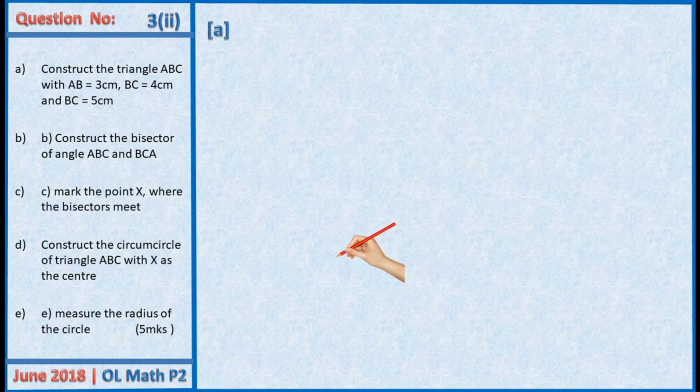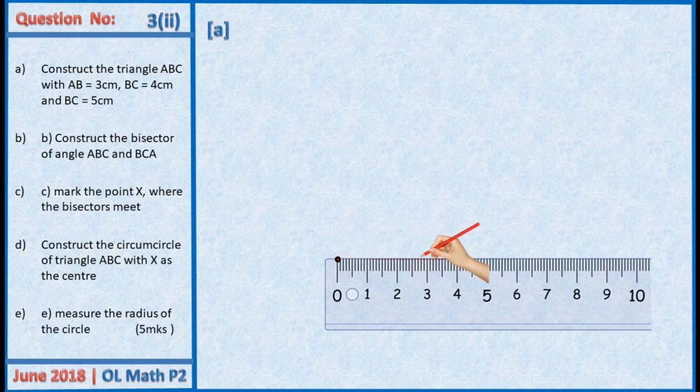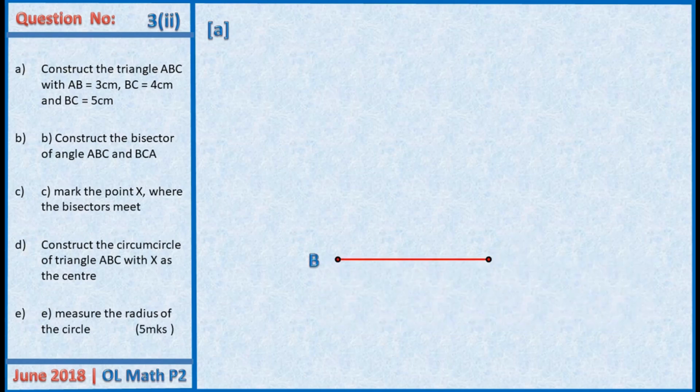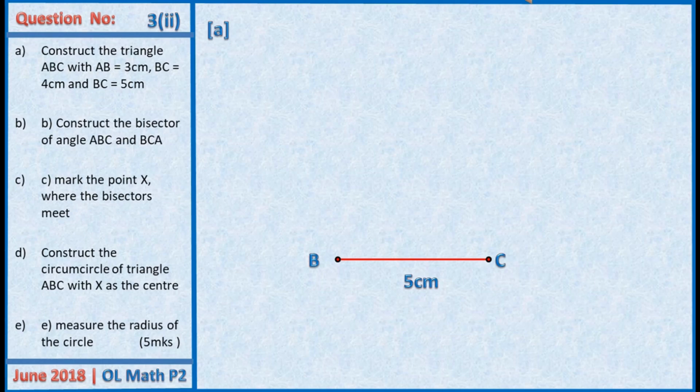That's question 3b now. Construct the triangle ABC with AB equals 3 centimeters, AC equals 4 centimeters, and BC equals 5 centimeters. So I'll start with the longest side, which is 5 centimeters. I use my ruler and measure that 5 centimeters. I write it as BC, which is 5 centimeters.